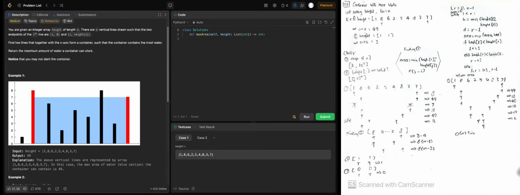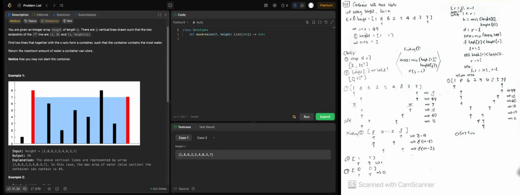Alright, I think this problem could use a greedy approach, meaning that for either side we try to get the maximum volume possible. If the left is larger, then we move the right one. If the right one is larger, then we move the left one. Okay, so let's try that.